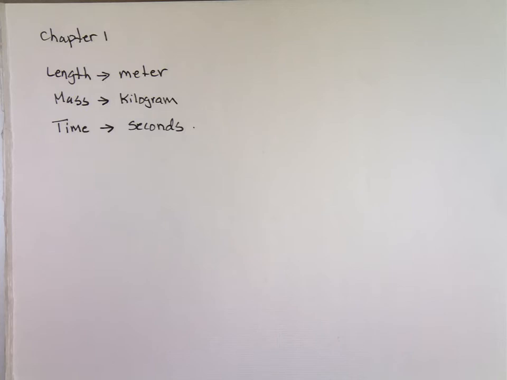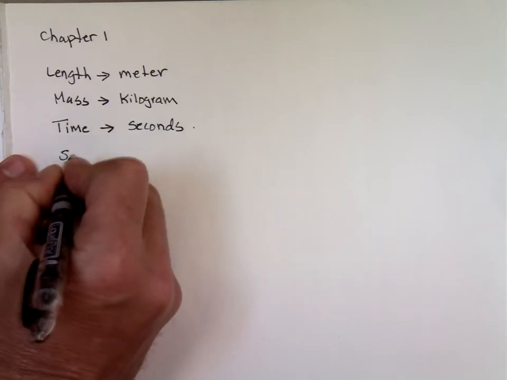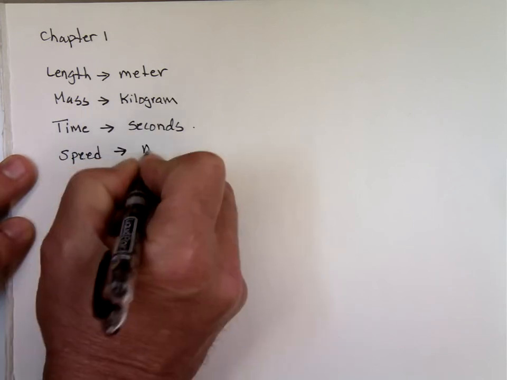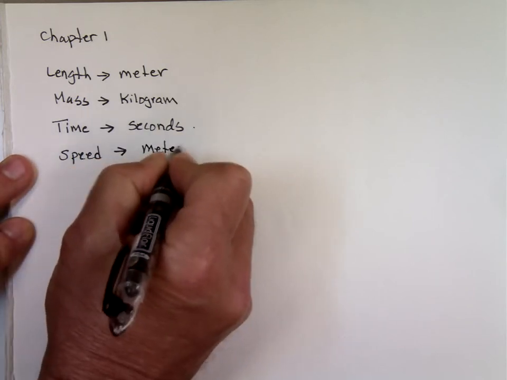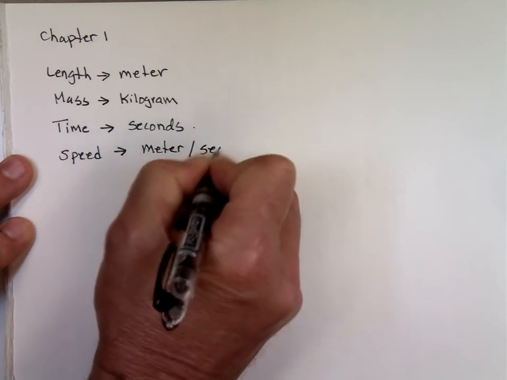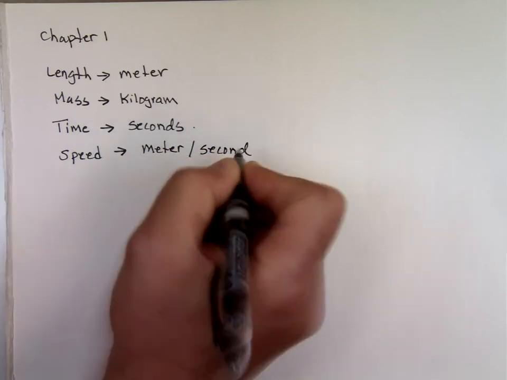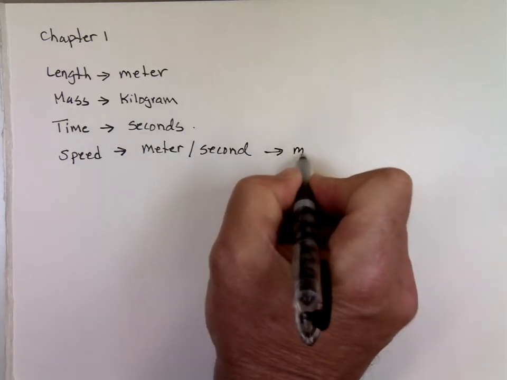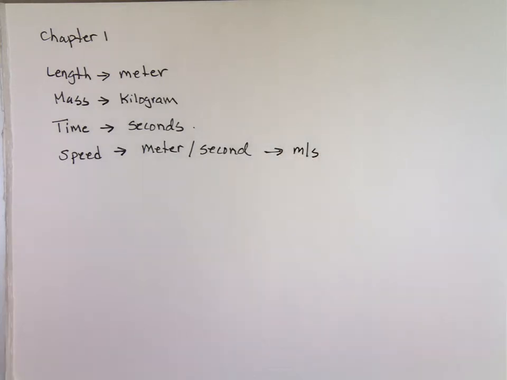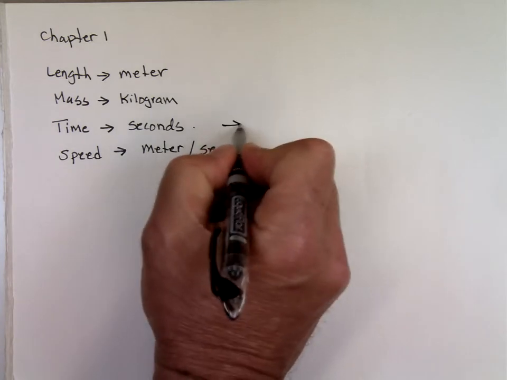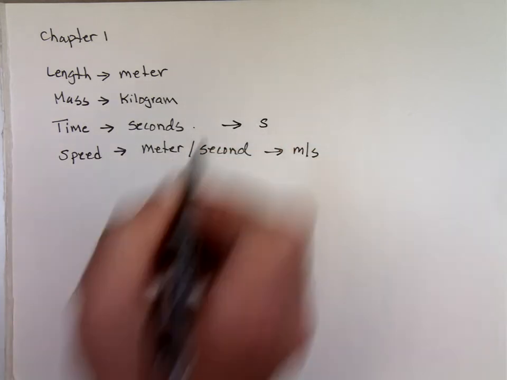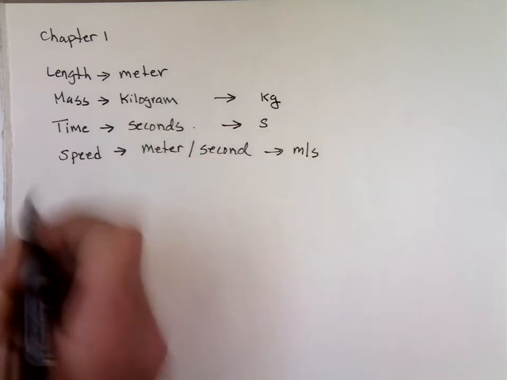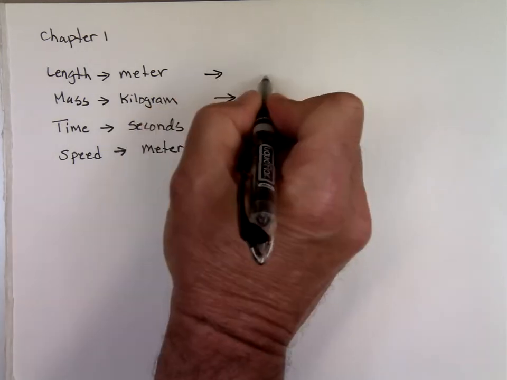The speed. The unit has to be meter per second. So we use for that m/s, meters per second. For time, we use s for seconds. For mass, we use kilogram, kg. And for distance, the symbol is meters, m.